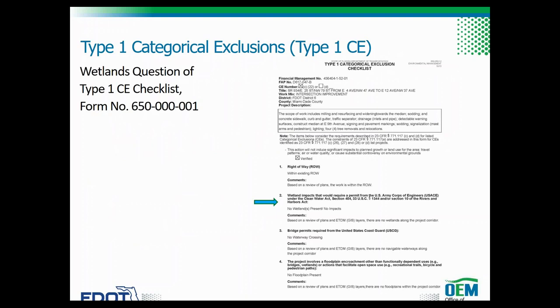Categorical exclusions, called CEs, and EAs, which result in a FONSI, may have wetland involvement so long as there are no significant wetland impacts. A UMAM or other functional assessment is conducted per state and federal guidelines as appropriate based on interagency coordination and existing permitting thresholds for any proposed CE project involving wetlands.